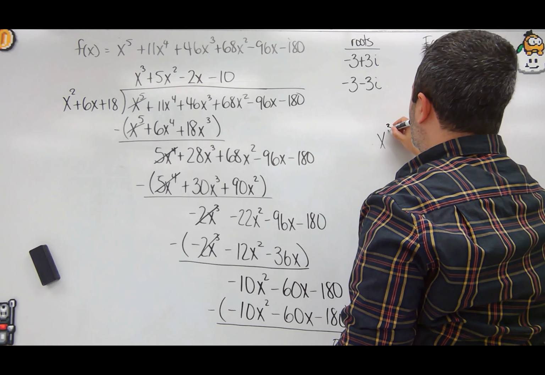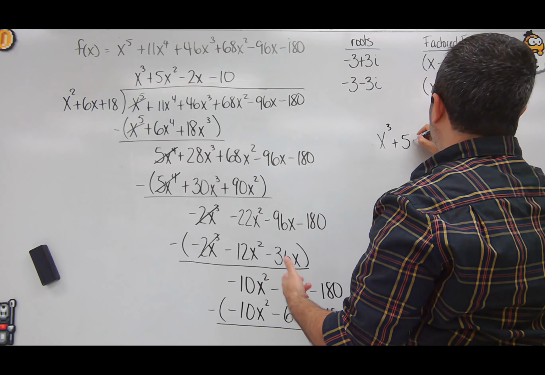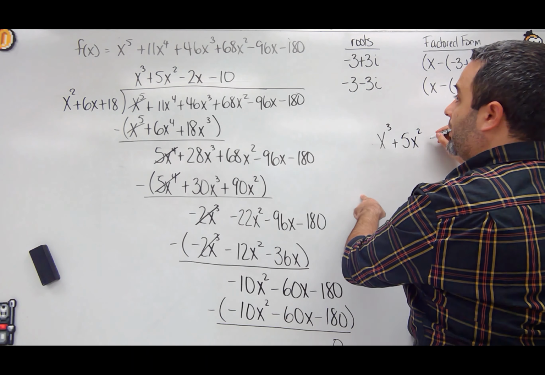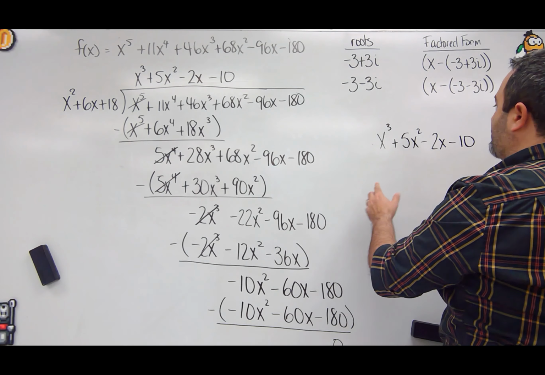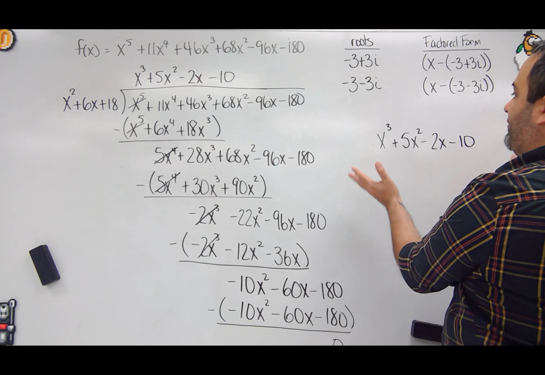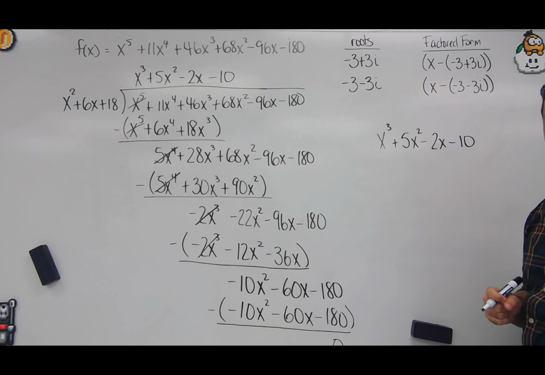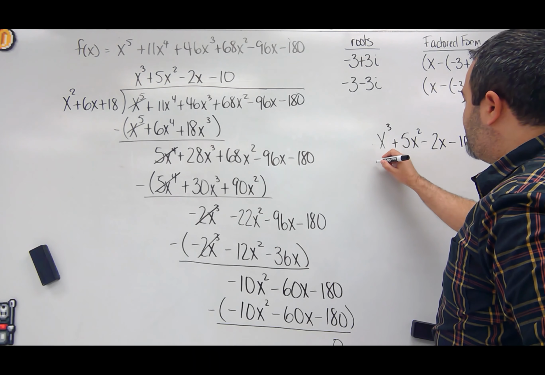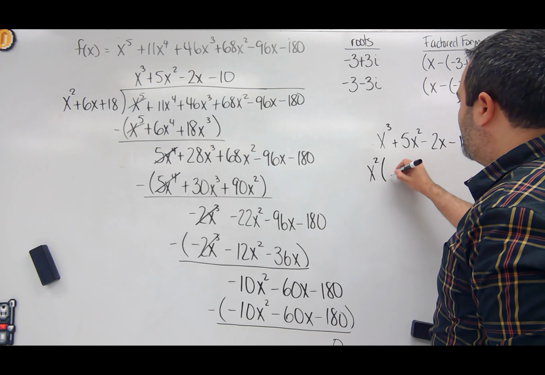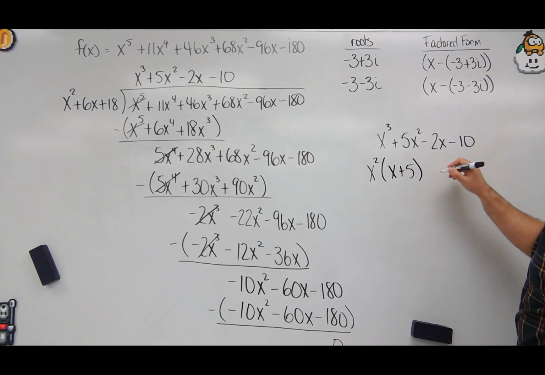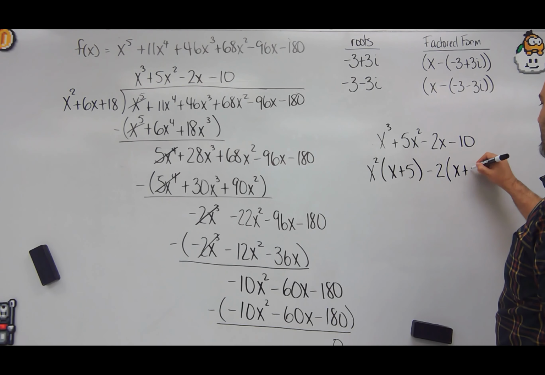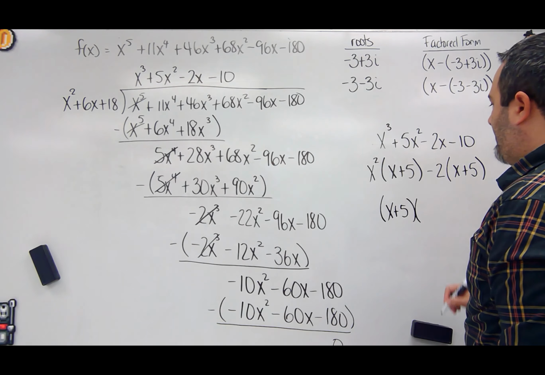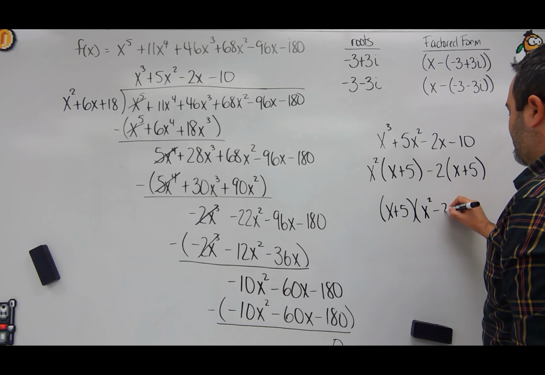So x cubed plus 5x squared minus 2x minus 10. So now I have this, and I want to try to solve that. Hopefully you can see we can solve this one by factoring. I can factor by grouping. So this is going to take out x squared, that's x plus 5. And in the second group, I'll factor out 2, leaving me with an x plus 5. So now I have x plus 5, and then x squared minus 2.